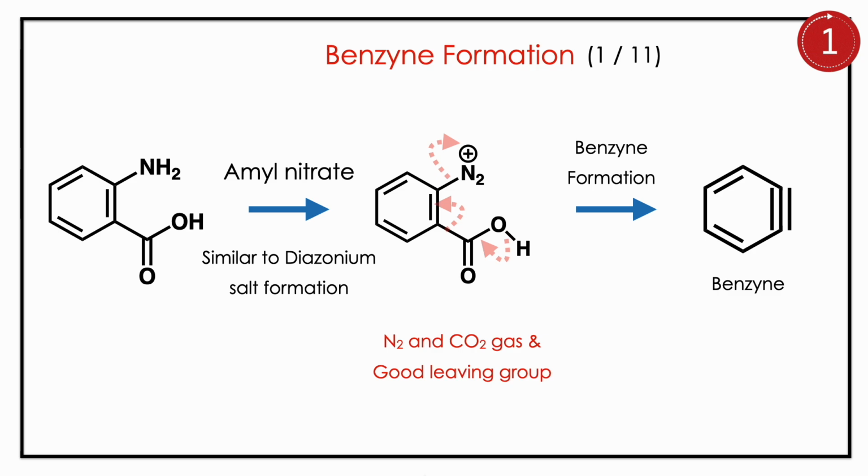The first method involves anthranilic acid, benzene with amine and acid. You are using amyl nitrite. Basically, you are converting the amine into a diazonium salt. Diazonium salt contains N2, which is a very good leaving group. And the acid also can leave because CO2 is also a leaving group. Both N2 and CO2 are good leaving groups. They leave and you form benzyne. So whenever you see anthranilic acid, you imagine benzyne formation.